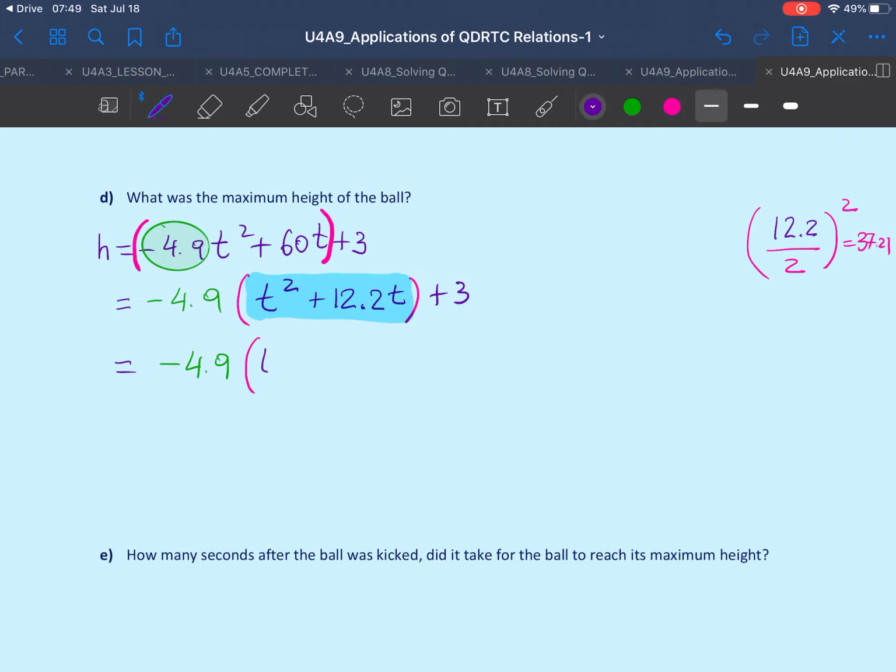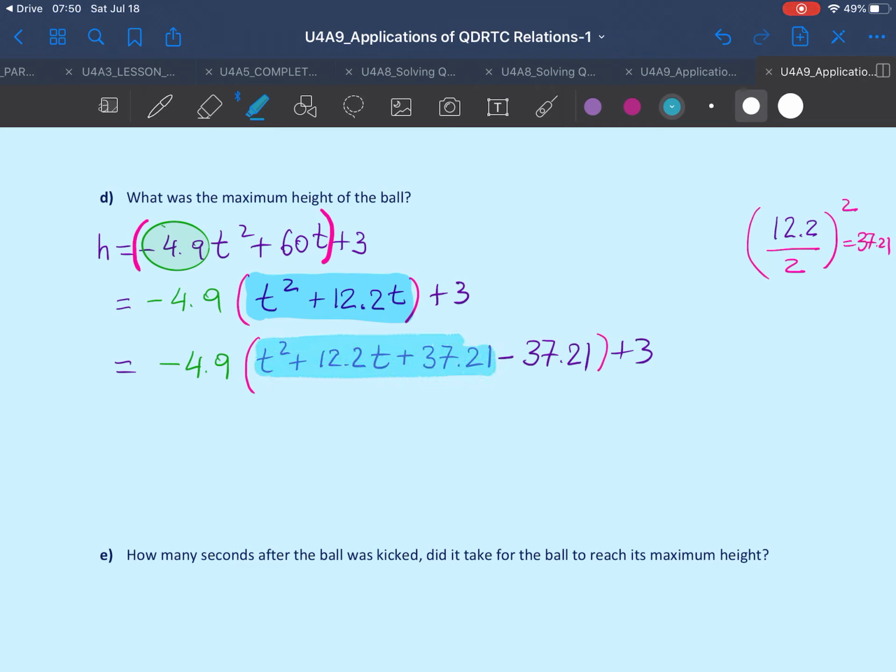So I will add and subtract the same number. So first I have to write 12.2 t squared plus 12.2t, and then plus 37.21 minus 37.21, close the brackets, plus 3. So now we have our perfect square complete inside the brackets.